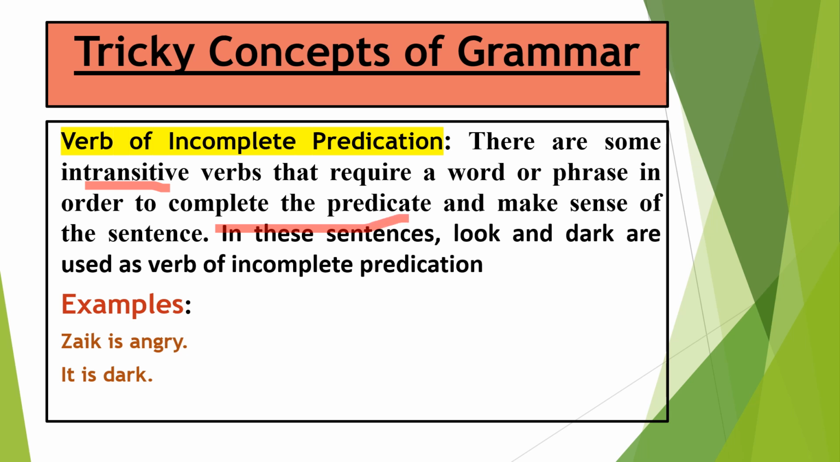And you know, after an intransitive verb, we need to have some words. You could say that it could be a complement, or you could say it could be an indirect object, but mostly it is called a complement, subject complement, as we have discussed earlier. So the words that we use in order to complete the predicate are called verb of incomplete predication. So Zach is angry. Over here, angry is a subject complement, which is also used in order to complete the verb as well. And other than this, you need to remember in a complement we can have both a noun phrase, or you could say we could have an adjective as well.